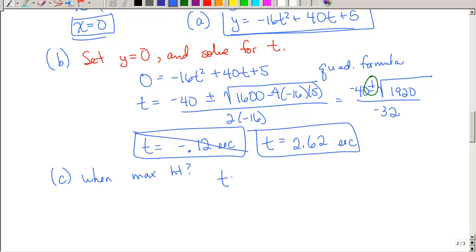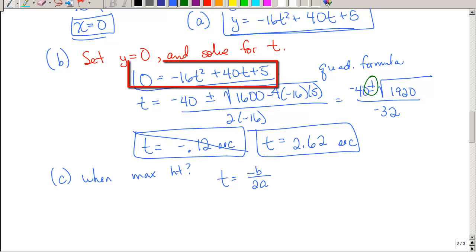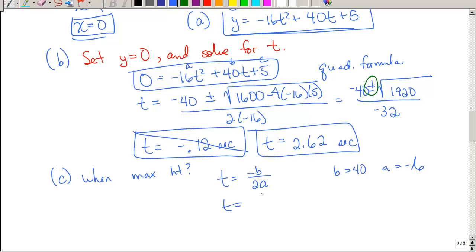Well, we had a formula that t equals negative b over 2a. We're looking at that. So we have our a, our b, and our c, just like we did for the quadratic formula. It's the same a, b, and c. So b is 40, a is negative 16. Plug that in. Going to have negative 40 over 2 times negative 16. You have a negative over a negative. That's good. 1.25 seconds. That's when it reaches the maximum height.